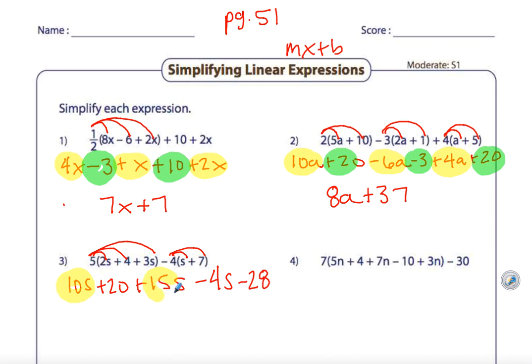So all of your s's would need to go together. And then all of your constants would need to go together. So you would say 10s plus 15s would make 25s, minus 4s would make 21s, and 20 minus 28 would make -8.